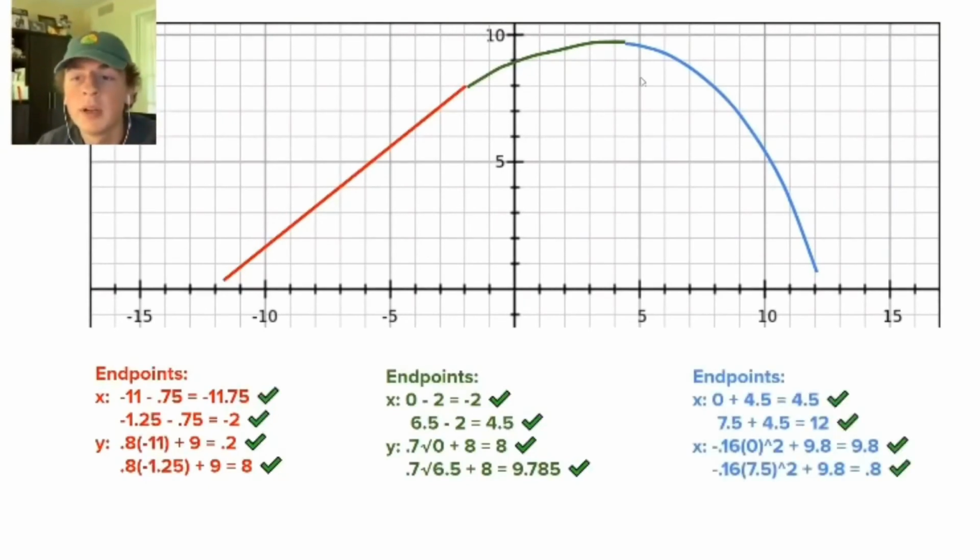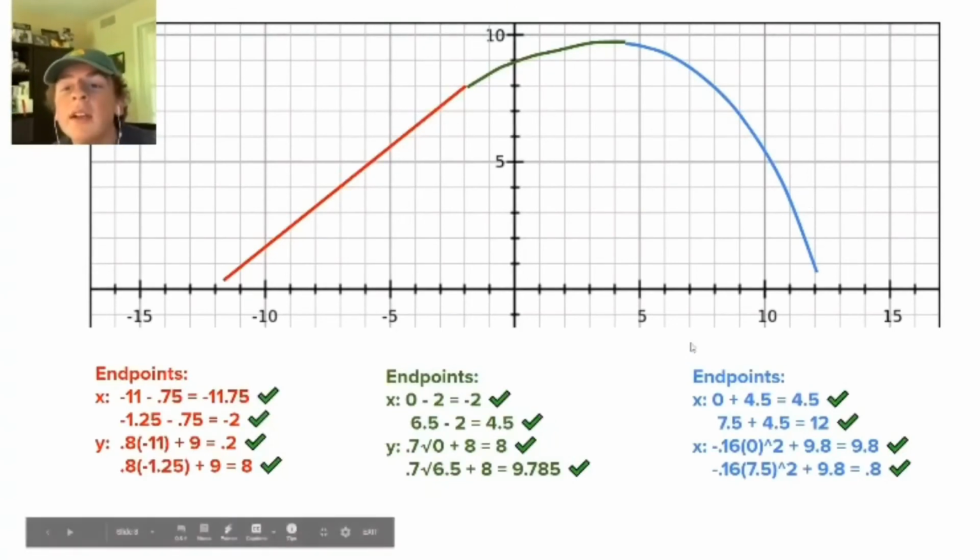Boom, the parabola part. Okay, the x equation was t plus 4.5. You bring in 0, 0 plus 4.5 equals 4.5. Again, check mark. 7.5 is the right endpoint, and 7.5 plus 4.5 equals 12. Right at 12. So yeah, 2 check marks for the x. And then for the y, we got negative 1.6 t squared plus 9.8. That was the y equation.